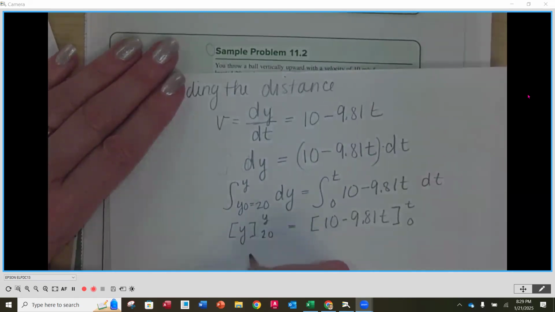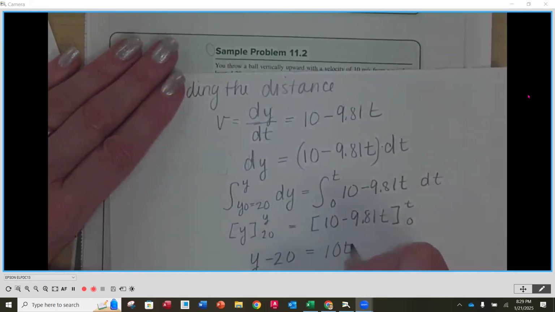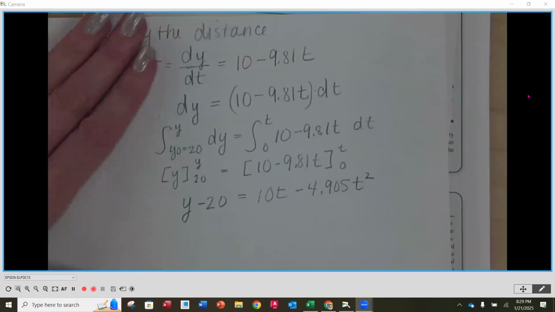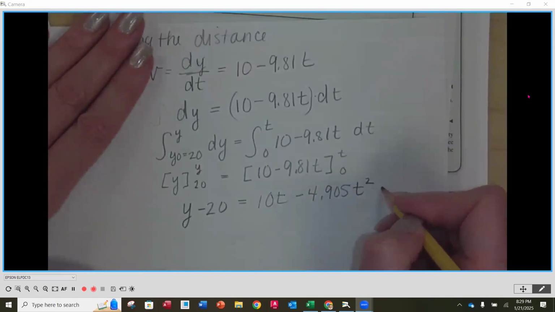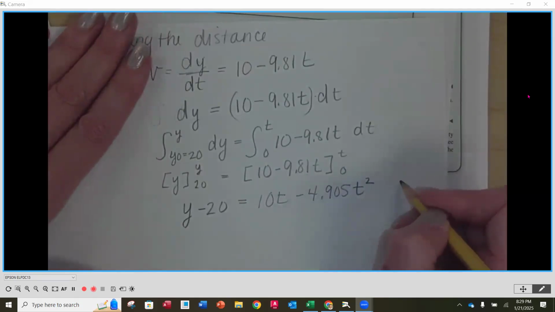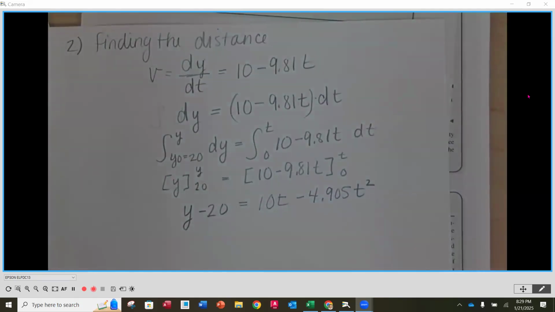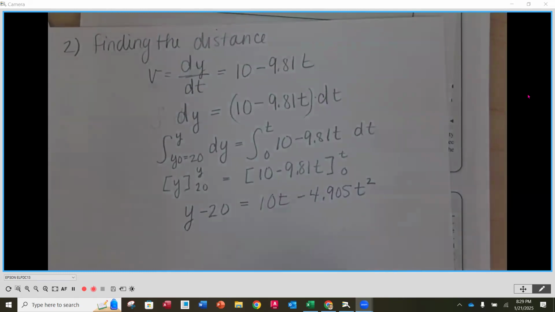And now it's going to be y minus 20 is equal to 10t minus, now remember you have to divide by 2, so it's going to be 4.905 t squared. Make sure everybody can see it. And it would be a minus 0 then. Okay. So now solving for y, I'm simply going to move the 20 to the other side.